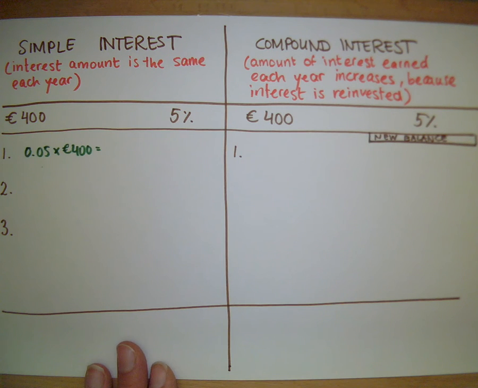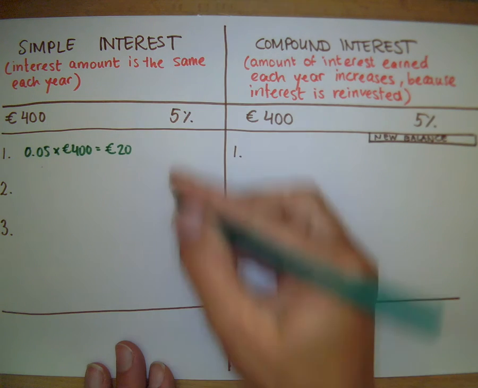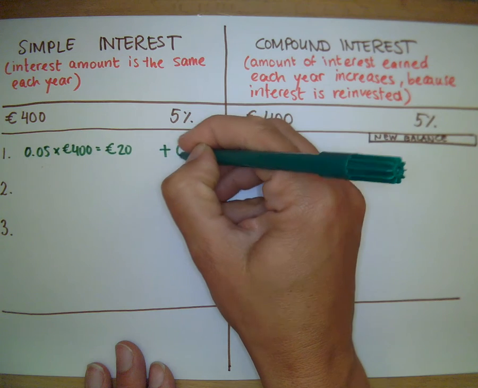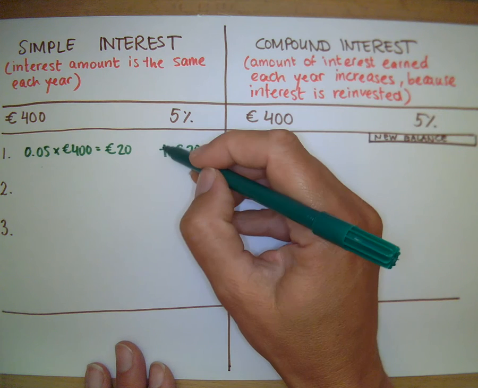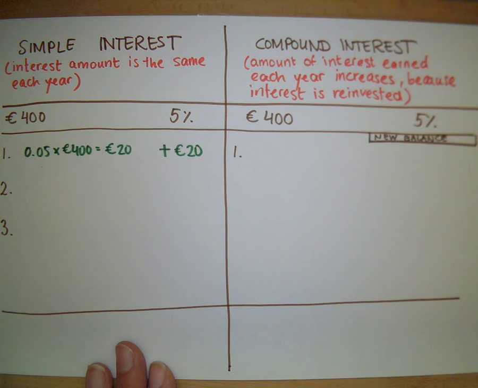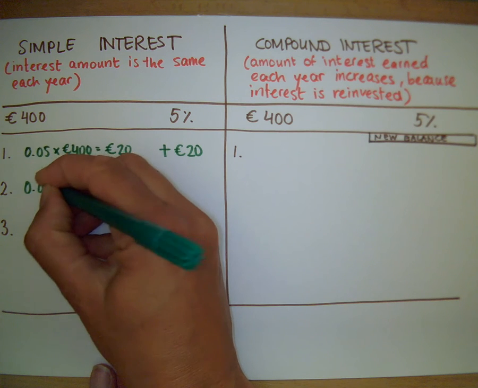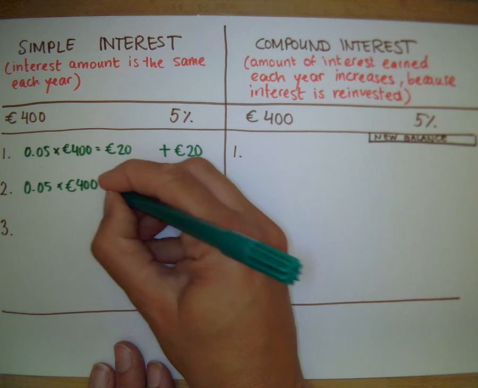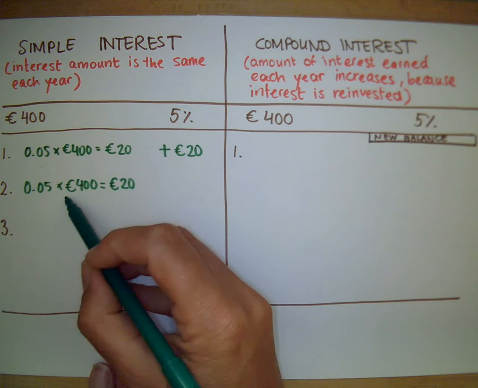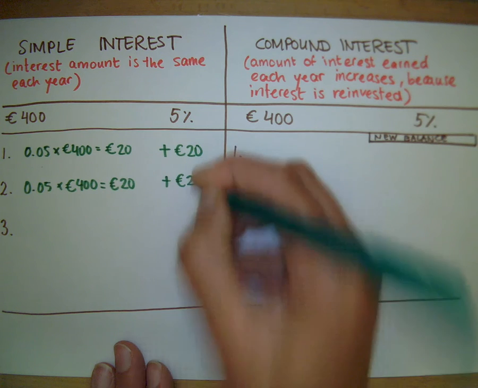That is 20 euros. So we have just received 20 euros of interest. Second year, at the end of the year, we've had our money in there another year, and the bank says we'll give you 5% of the money that you put in at the beginning once again. 5% of 400 is still 20 euros. So once again, plus 20 euros.